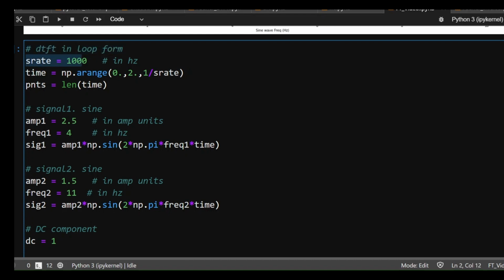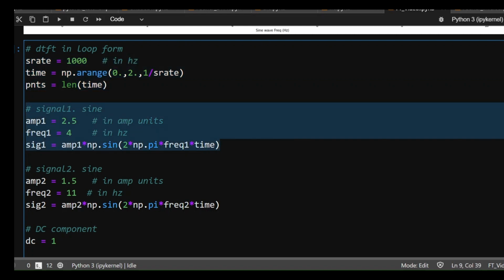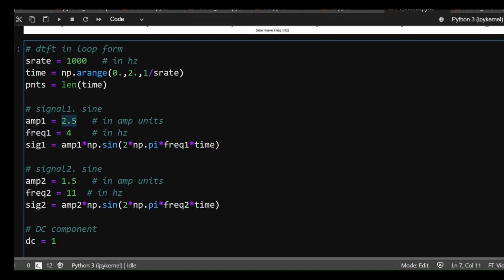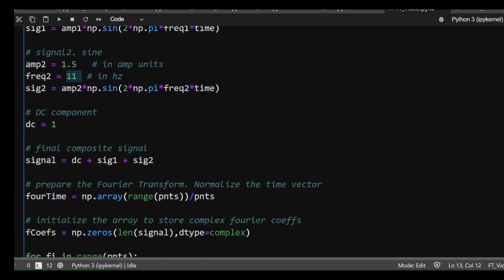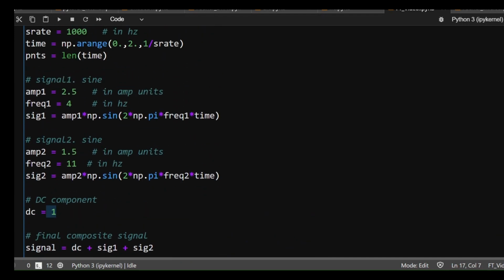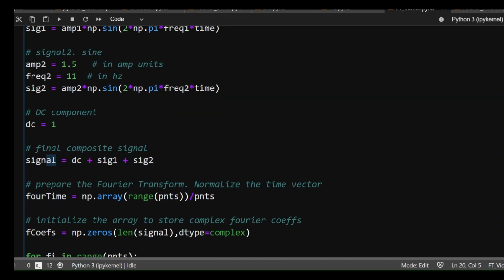Here, again, we are generating a signal. My original signal, which I'm going to be analyzing using DTFT, has an amplitude of 2.5 units and a frequency of 4 Hertz. My second signal, which I'm going to mix with signal 1, has an amplitude of 1.5 and is at 11 Hertz. I'm also going to introduce a DC component. I'm going to combine all these 3 components, signal 1, signal 2, and the DC component, to make the final composite signal. So this is the signal under test.